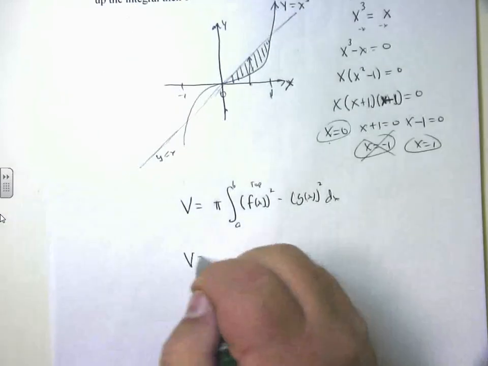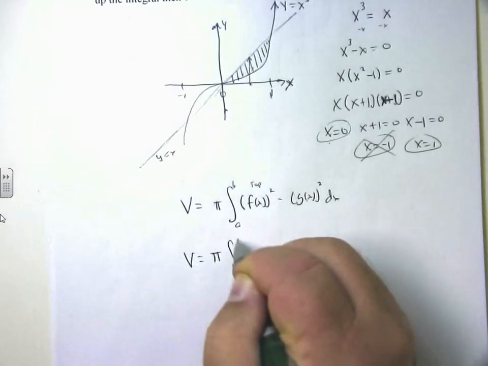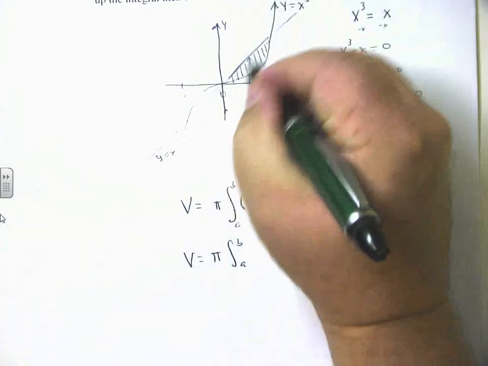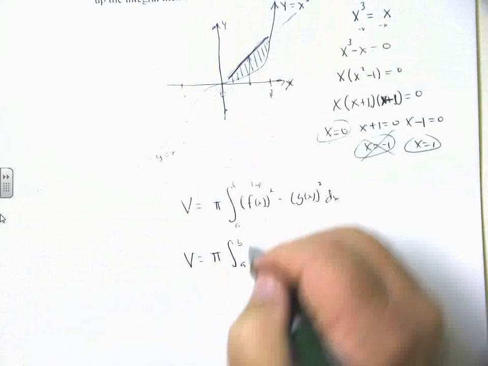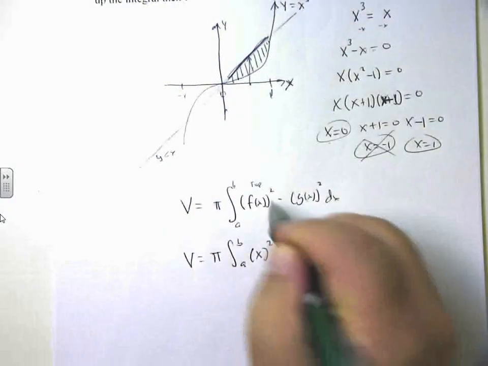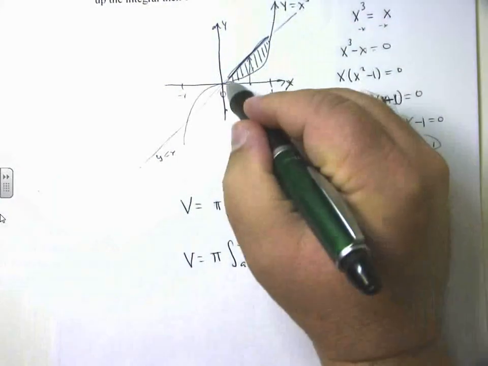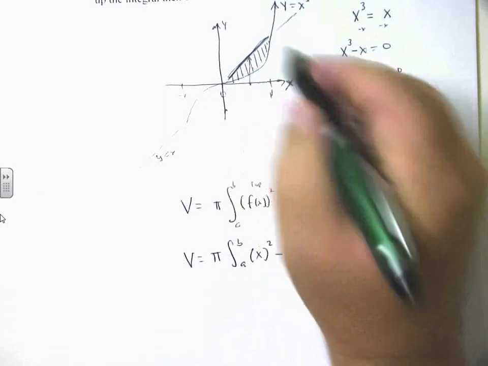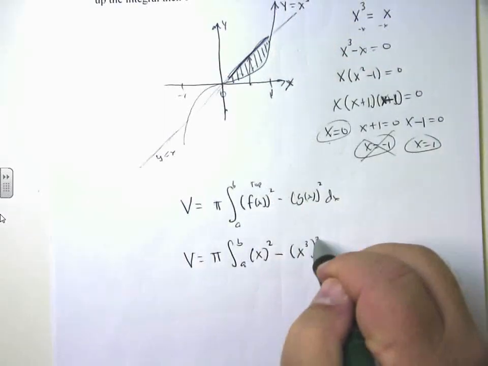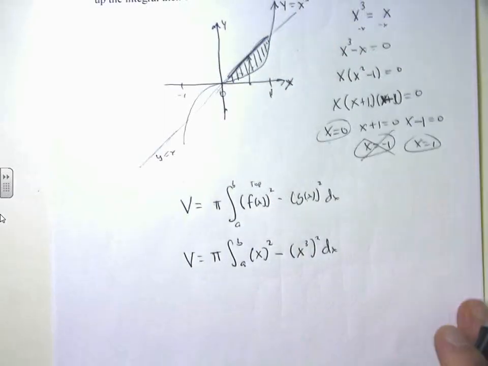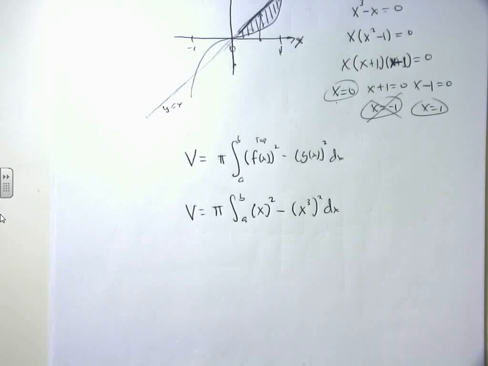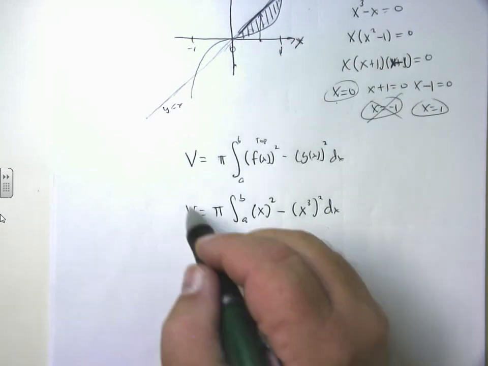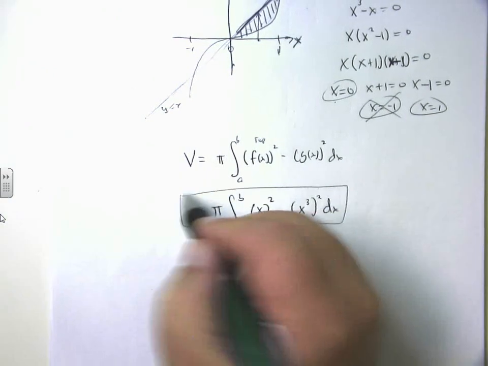So volume equals pi times the integral from a to b. The top part of my function is the straight line, y equals x, and you have to square it according to the formula, minus the bottom, which is x cubed squared, dx. So this is my formula. If they wanted me to set up the integral, here it is right there, but they wanted me to evaluate this as well. So set it up first. There's my answer for setting up. Then clean it up and then integrate.